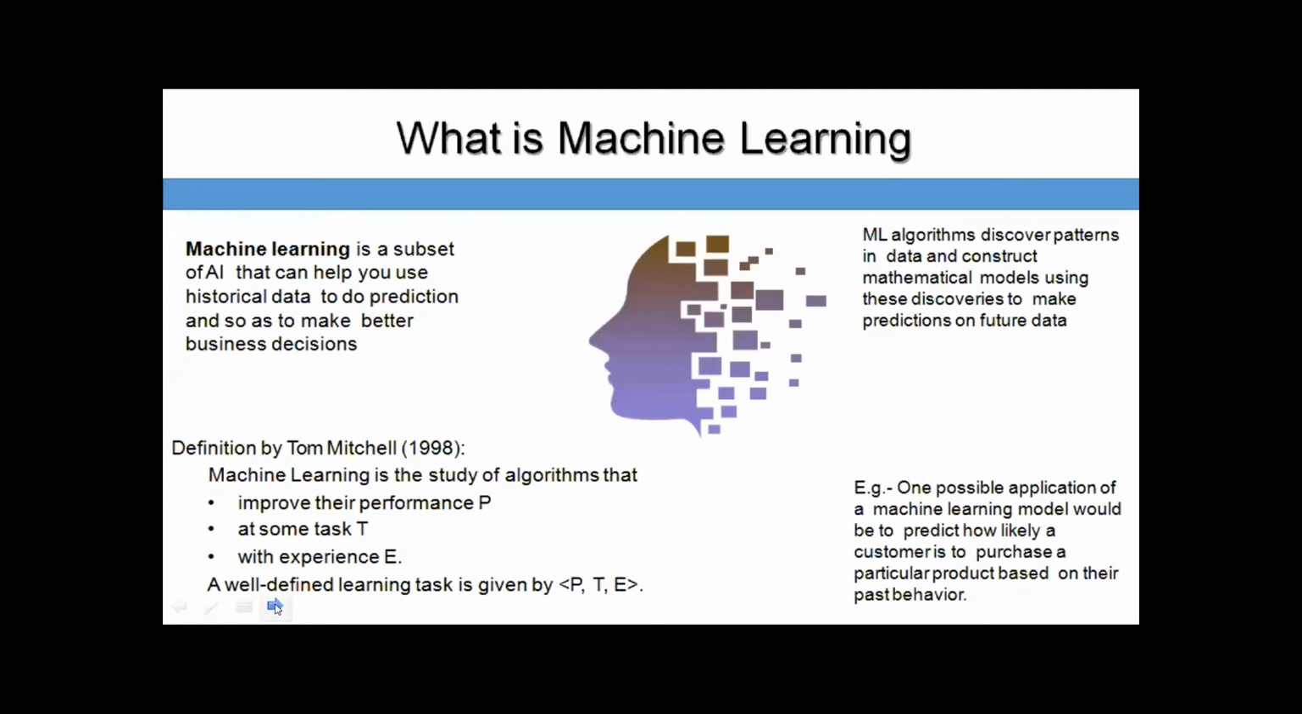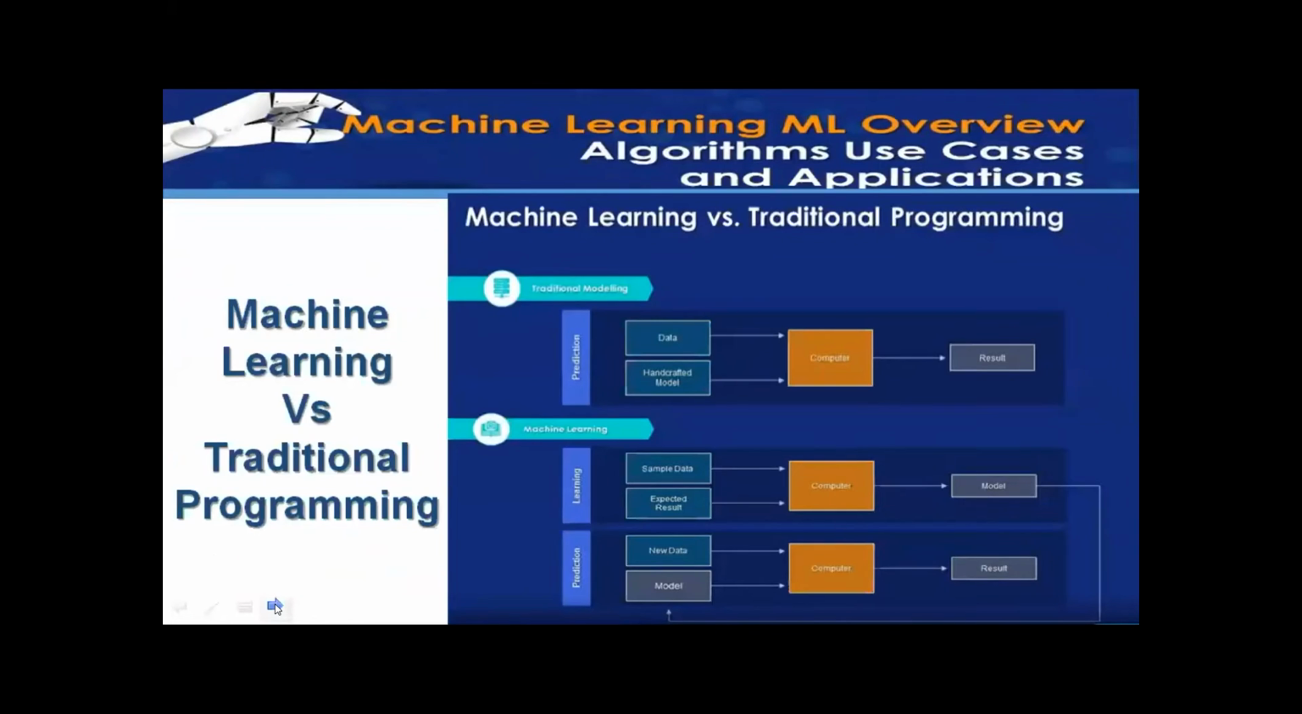The next thing is, what is the difference between traditional programming and machine learning? Since you are all from MCA, computer science department, you know what traditional programming is, right? You would have learned about programming in C, Java and all. So what is normal traditional programming?